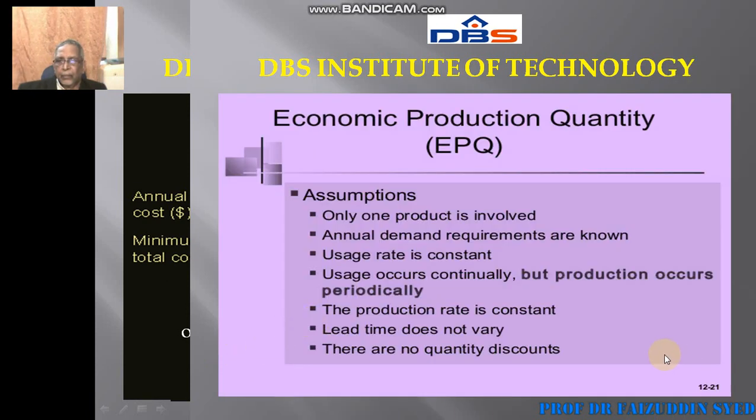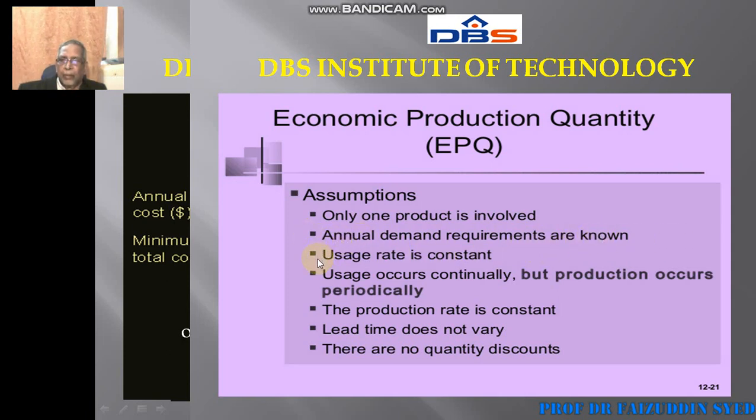Now we are going to discuss economic production quantity, EPQ. There are a few assumptions we will have to understand well. These assumptions are: only one product is involved. In a factory they may be using different types of materials, but we have to concentrate on only one product. Annual demand requirements are known. We should know the annual demand for this material.